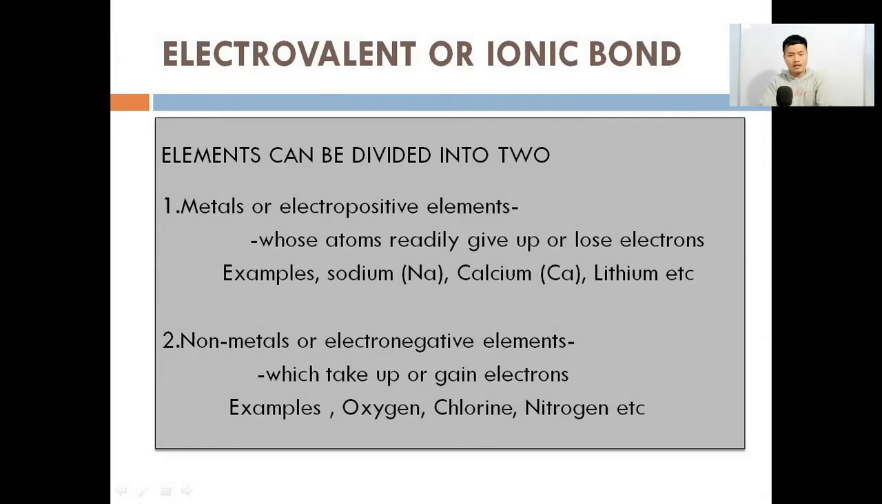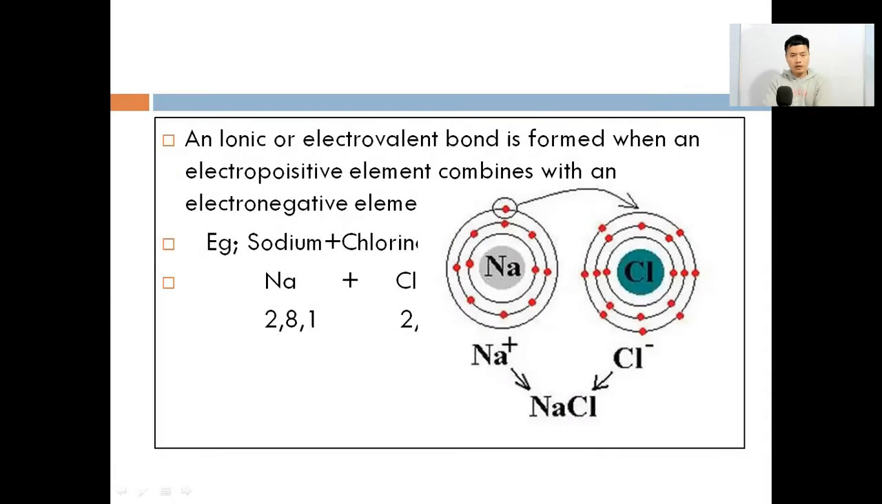Second, non-metals or electronegative elements. We know that non-metals or electronegative elements gain electrons so that they can be stable. Examples of non-metal elements are oxygen, chlorine, nitrogen, etc. An ionic or electrovalent bond is formed when an electropositive element combines with an electronegative element.